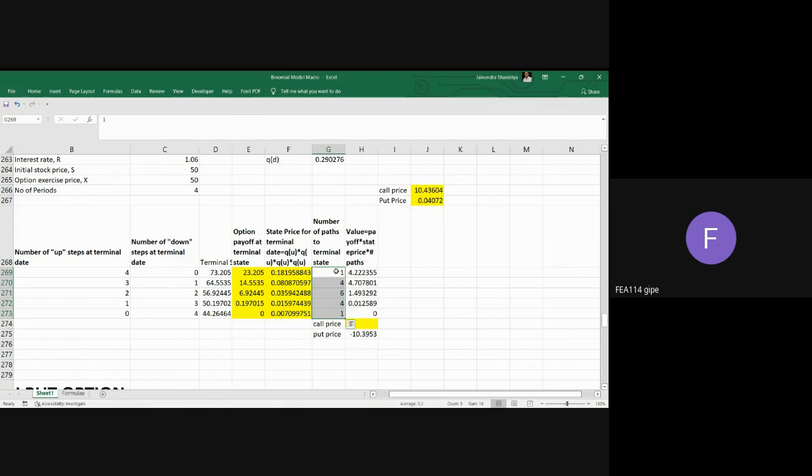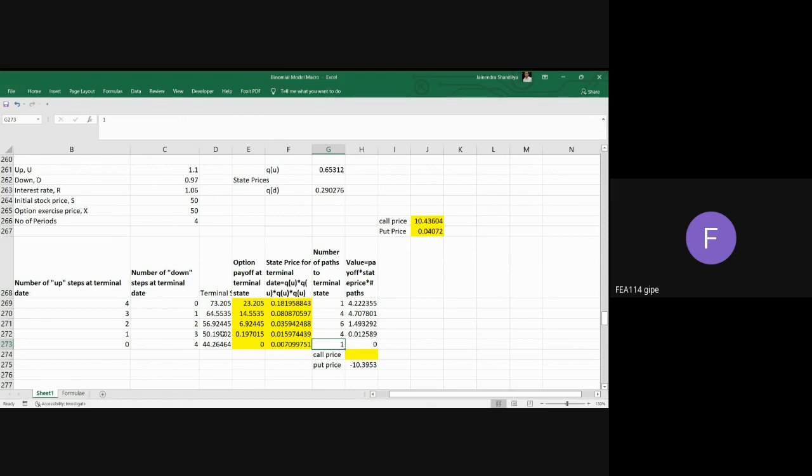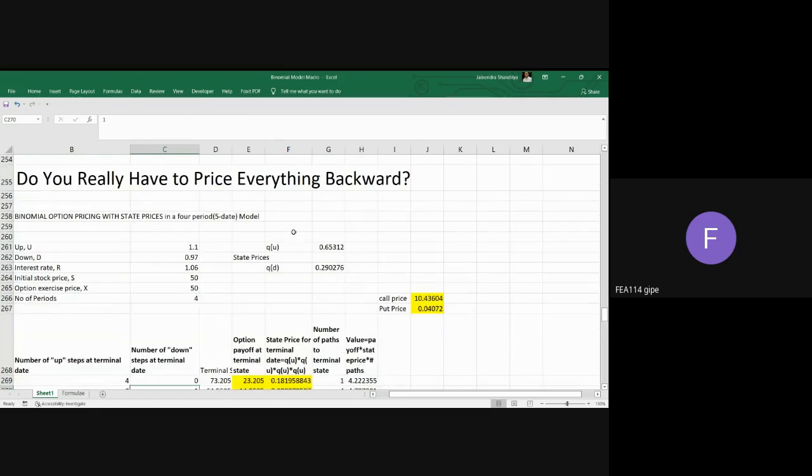For example, as I told you, the number of paths to the terminal state is only 1 in case you are taking all the upper states. The number of paths to the bottom of the lattice is also only 1, because there is no way that you can go once up and then keep going down and reach the bottom of the lattice. The bottom of the lattice you can reach only one way. But for going up 3 times and going down once, there are 4 ways of doing this. How? Let me show you.